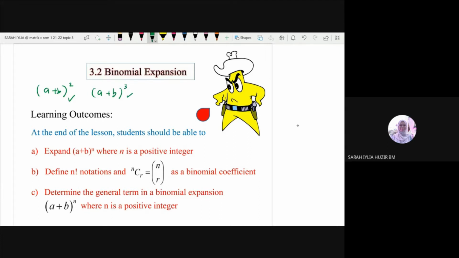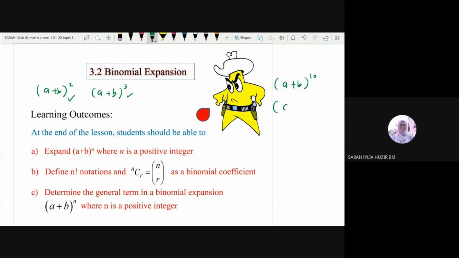Okay. But how about in case awak jumpa kita kena expand A plus B to the power of 10. Kuasa tu positif integer yang besar. Macam mana kita nak expand? Takkan kita nak kembangkan 10 kali. Nak buka bracket 10 kali then expand one by one. It's too time consuming. Tak logik kita nak pakai method yang biasa awak buat.